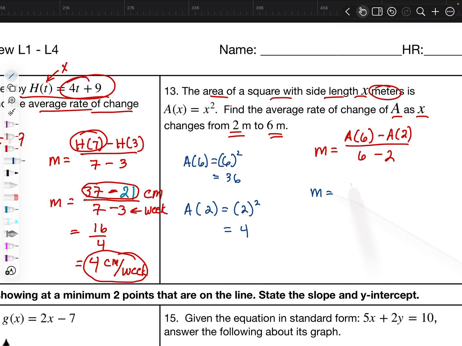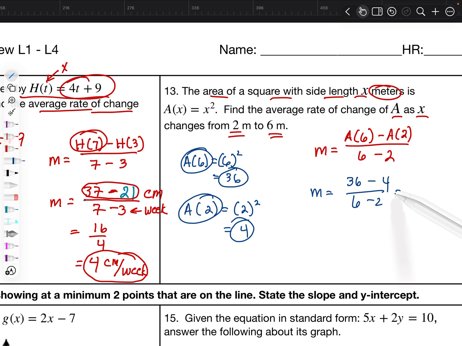So my rate of change, or my slope, is A of 6, 36. Right there, that's what the A of 6 is. Minus the A of 2, which is 4, all over 6 minus 2. I get 32 over 4, or I get 8. My numerator was my y value, which is area. So that's meters squared per meter. So it grows in area by 8 meters squared for every meter you increase the side by. Kind of cool.